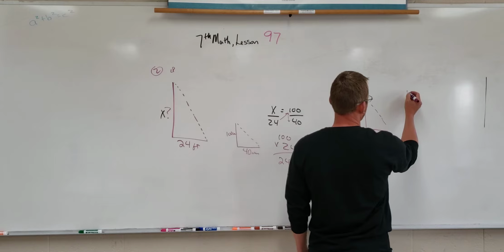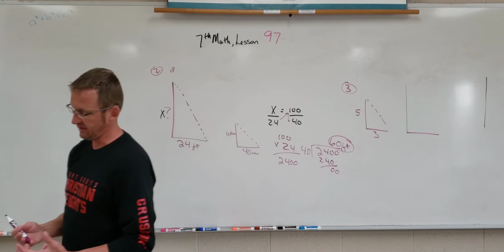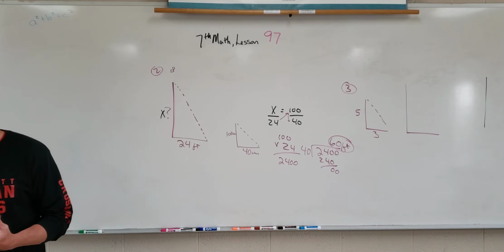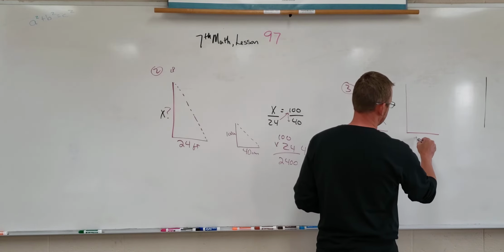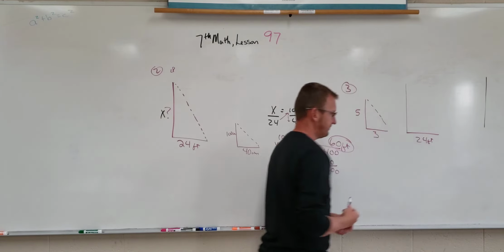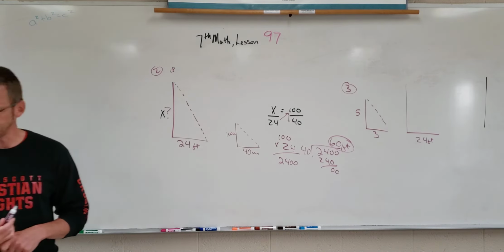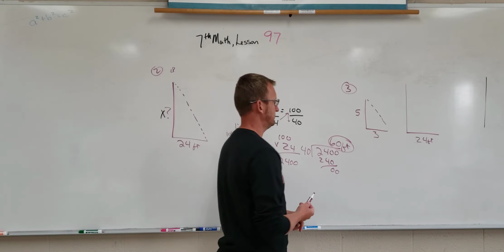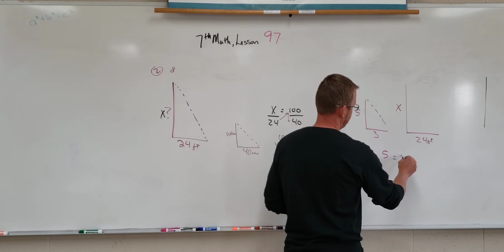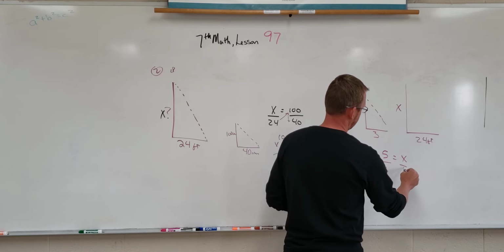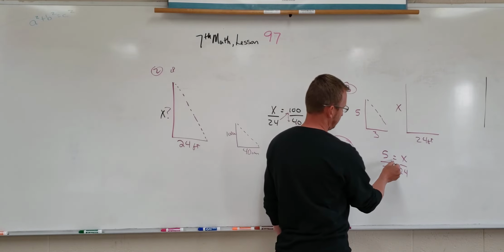And then it talks about the flagpole, said that it was 8 big steps. So 8 steps at 3 feet would be 24 feet. And the question asked, what is the best choice for the height of the flagpole? So we're looking for this. So 5 is to x, as 3 is to 24. Cross multiply, divide.